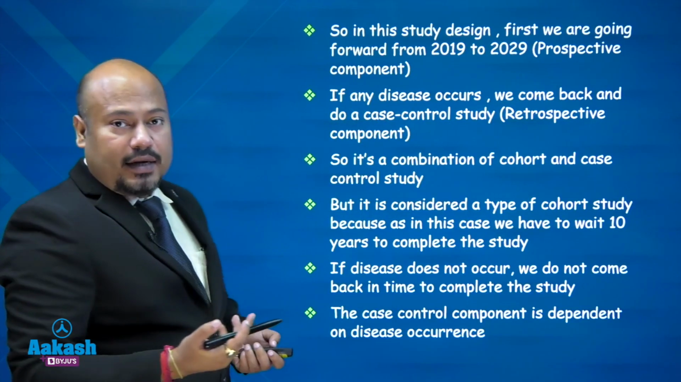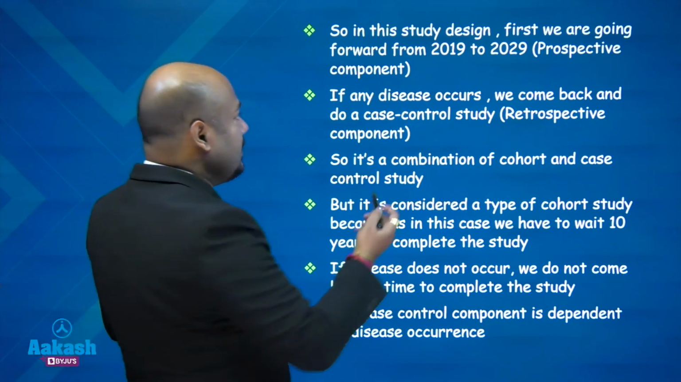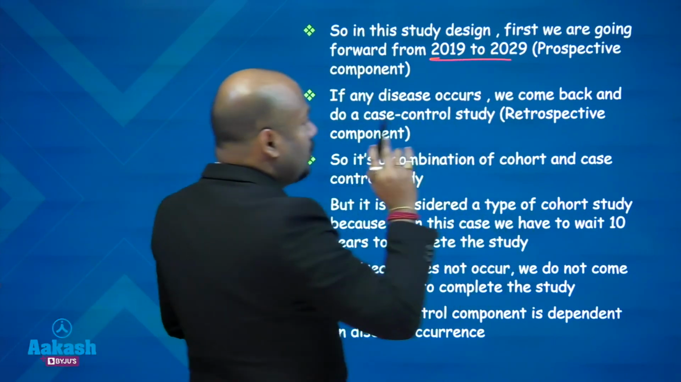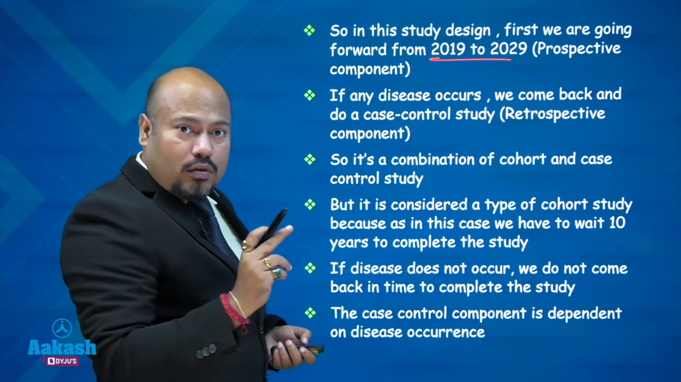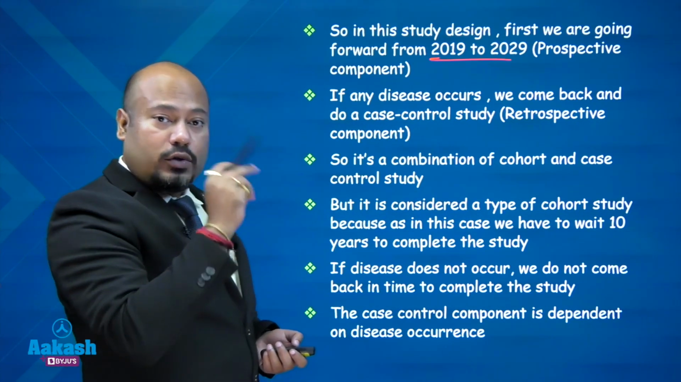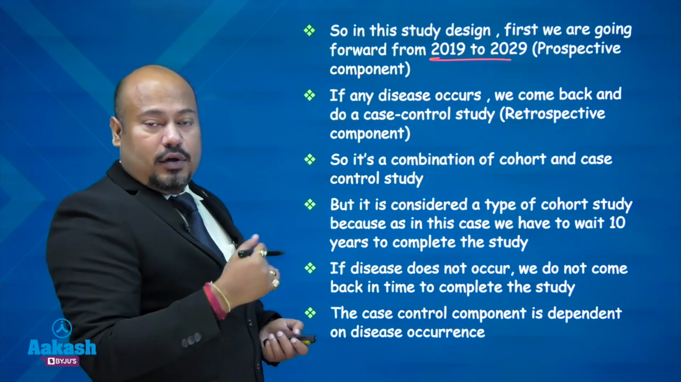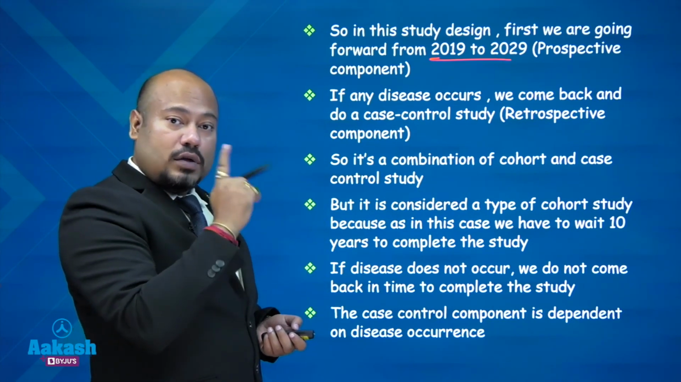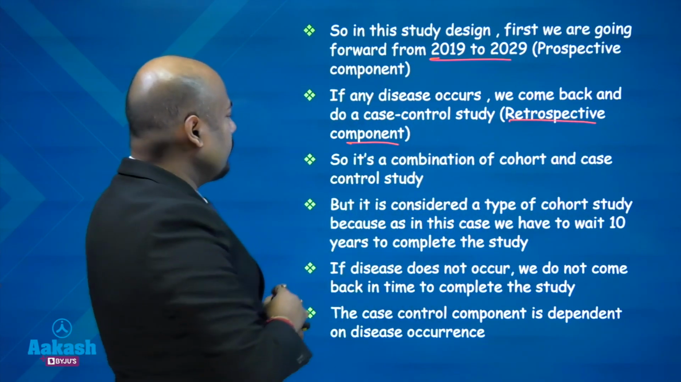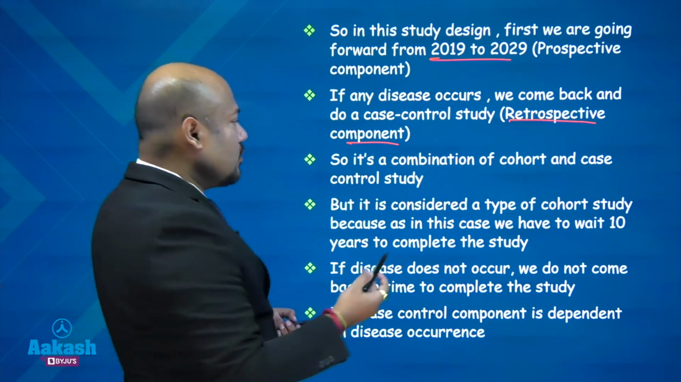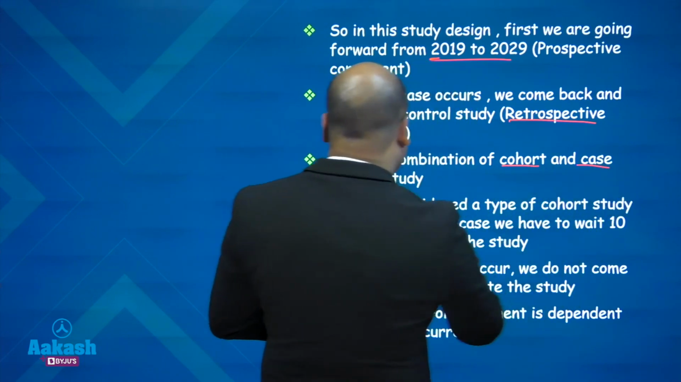So what happened was that your study started in 2019 and then you move forward to 2029. So this is what component? Prospective component. Now, if any disease occurred in 2029, then you come back. You come back to check the history of 2019, yes or no? So this will be the retrospective component, there is a case control component. So therefore, it's a combination of what? Cohort and case control study.